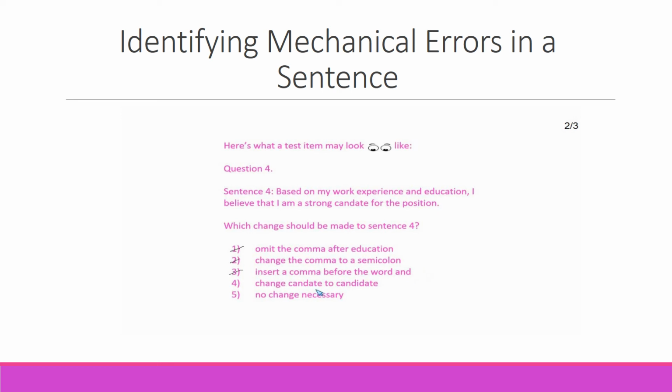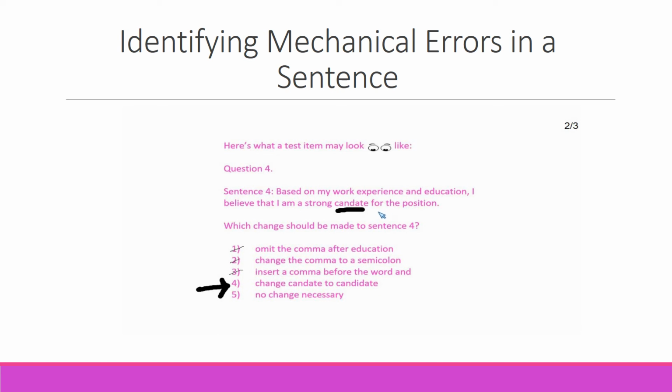Now when we look at option number 4, it asks us to change candidate to candidate. Well, we can see that the word candidate is spelled incorrectly, and so the correction that we need to make is option number 4, which is our correct option, because we need to change the word candidate to candidate so that the sentence will then read, based on my work experience and education, I believe that I'm a strong candidate for the position.